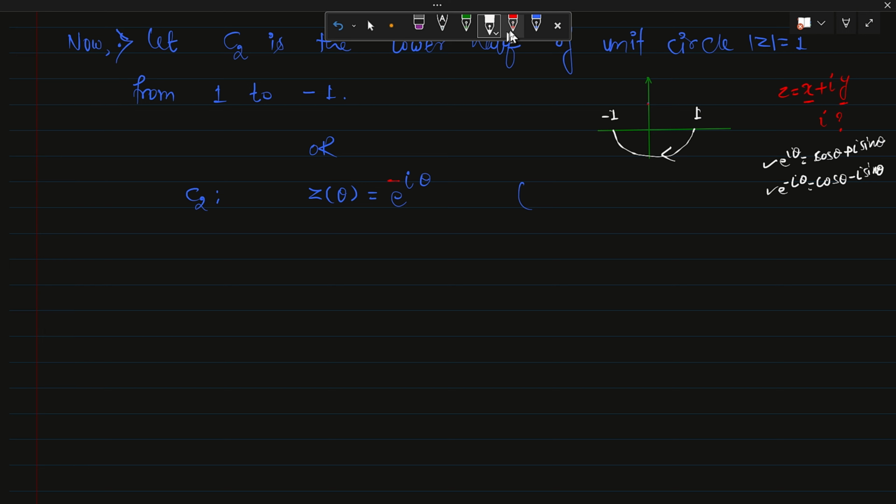Now this theta is varying from, if I choose theta equals to 0 then this will give us 1. If I choose theta equals to pi by 2 then it will give us minus iota, and if we choose theta equals to pi, this is 0, this is pi by 2, now this is pi, so this will be cos pi minus iota sin pi, so this will be equal to minus 1. So I can say this theta is varying from 0 to pi if I use the negative sign here.